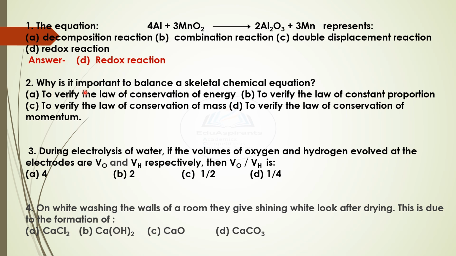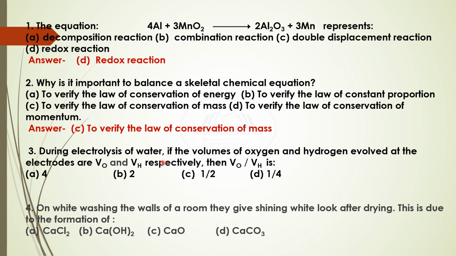Question 2. Why is it important to balance a skeletal chemical equation? Choices are: A, to verify the law of conservation of energy; B, to verify the law of constant proportion; C, to verify the law of conservation of mass; or D, to verify the law of conservation of momentum. Mark your choice. Let us see. Answer C, to verify the law of conservation of mass.